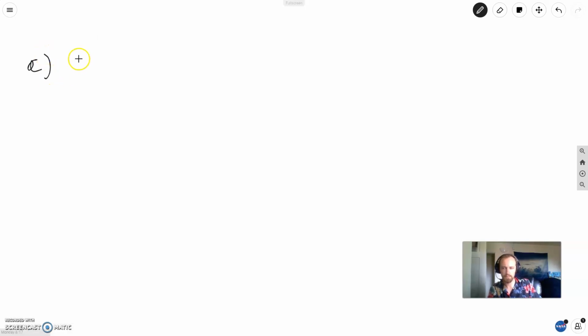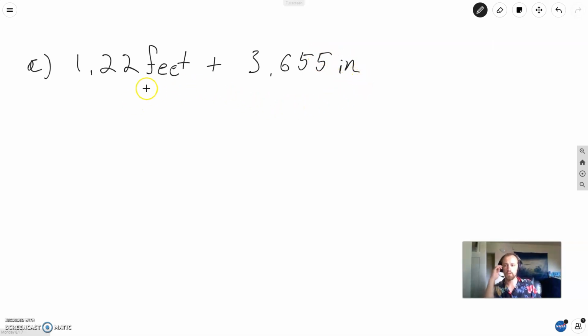So part A asks us to add 1.22 feet plus 3.655 inches. So for addition, remember we're going to keep the least number of decimal points. So our answer is going to have 2 decimal points. But we need to get everything in terms of 1 unit. So let's put everything in terms of feet.